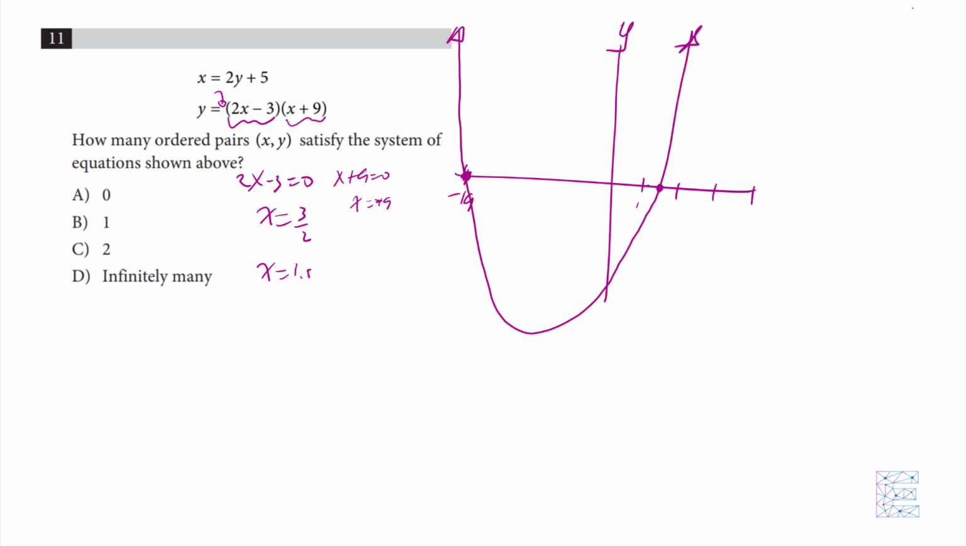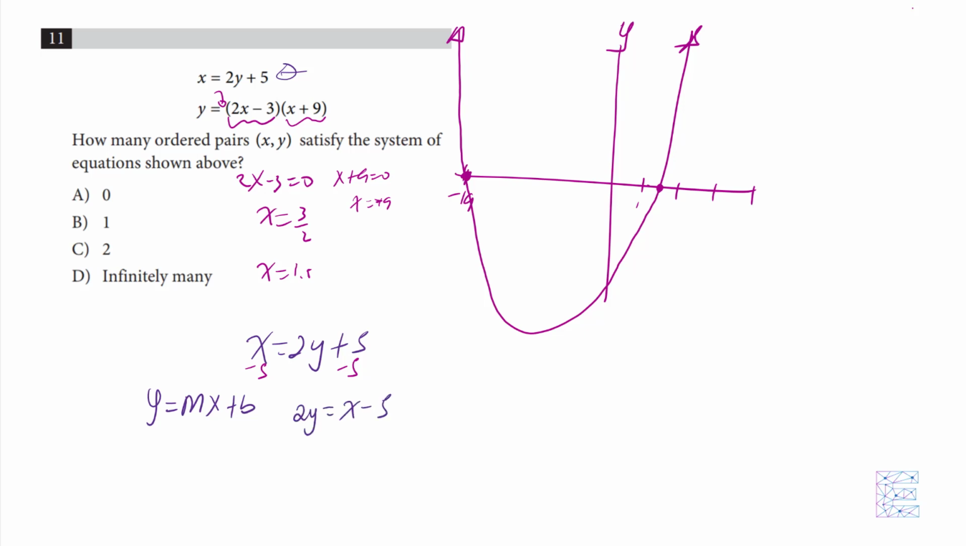Next, we can look at this top equation, which is the linear function right here. It says x equals 2y plus 5, but it's not in the correct order, right? So remember, if you're going to graph a linear function, it needs to be in the form y equals mx plus b. So let's get y by itself. We're going to start off by subtracting 5 from both sides. Therefore, we'll have 2y equals x minus 5.